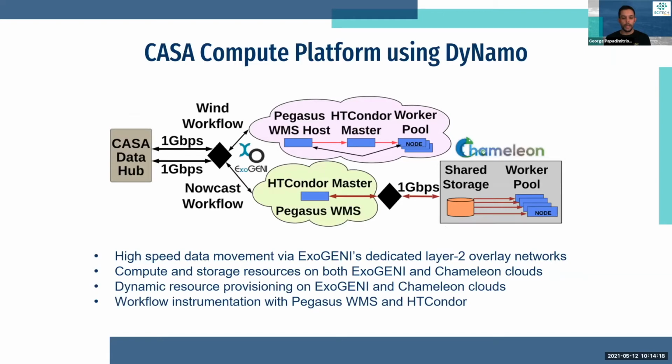More specifically, I'm going to talk about two workflows, basically, the Wing workflow and the Nowcast workflow. And CASA, in their deployment, they're using Exogeny and Chameleon. And in order to do that, they will create multiple data paths on dedicated links by using the layer 2 networks that Exogeny provides. And also, they're going to use Pegasus to deploy their workflows and HTCondor to create the workflow infrastructure for the execution.